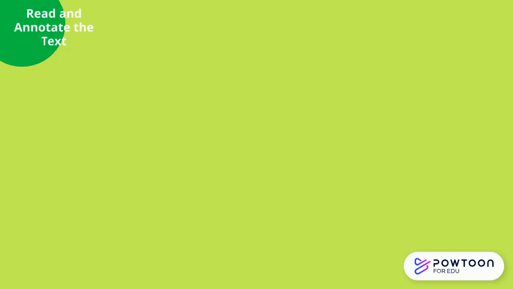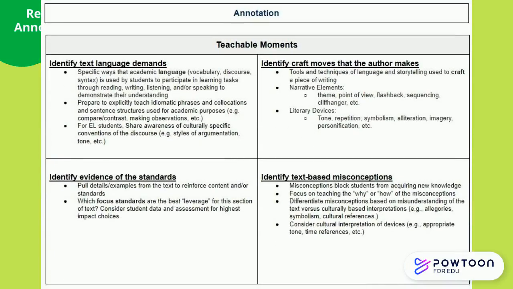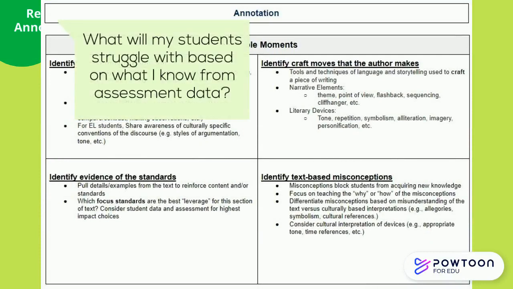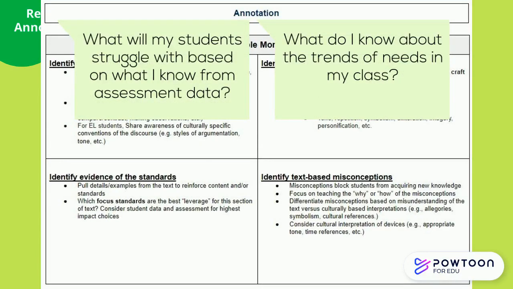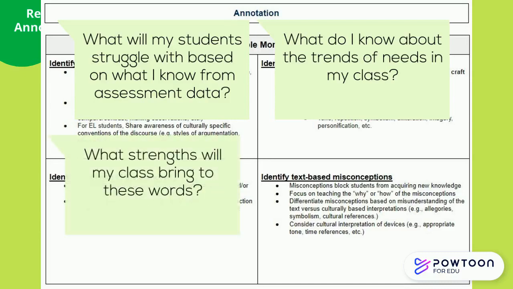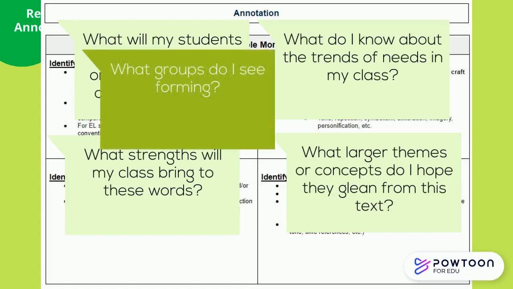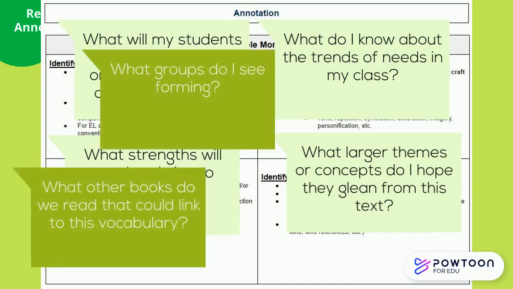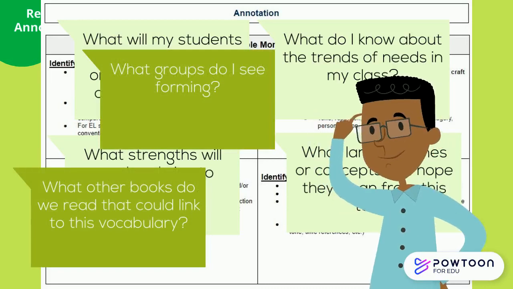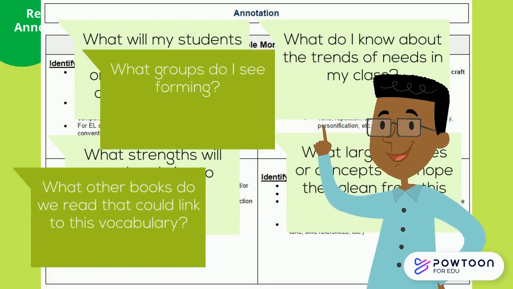When I engage with the annotations protocol, I will ask myself these questions. What will my students struggle with based on what I know from assessment data? What do I know about the trends of needs in my class? What strengths will my class bring to these words? What larger themes or concepts do I hope they glean from this text? What groups do I see forming? What's coming up next in my curriculum that could be a link? Basically, I'm looking at the word choice in the text as gateways into lessons that my class would benefit from.